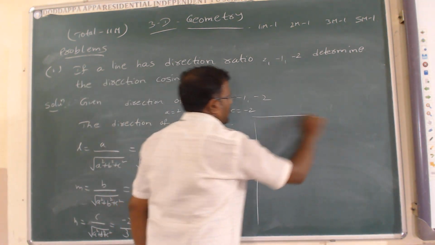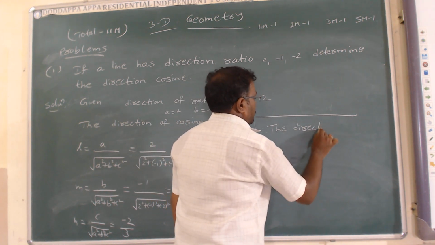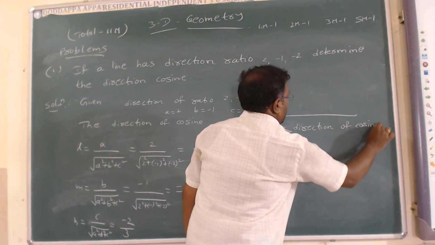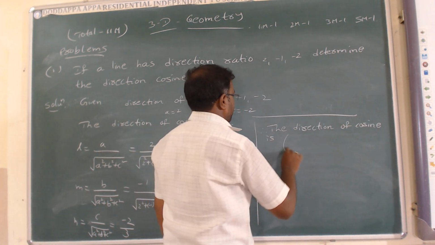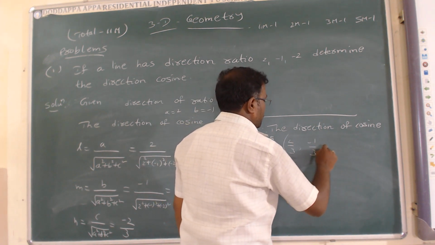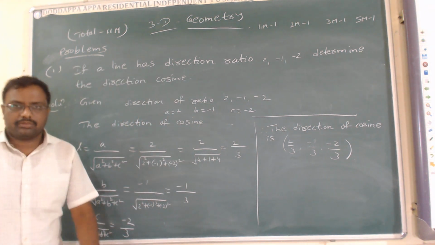So finally we get, therefore, the direction of cosine is 2 by 3, minus 1 by 3, minus 2 by 3. Okay, very simple problem. Write down.